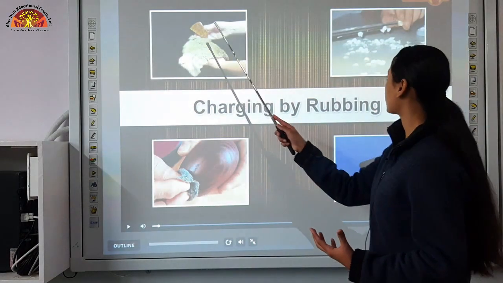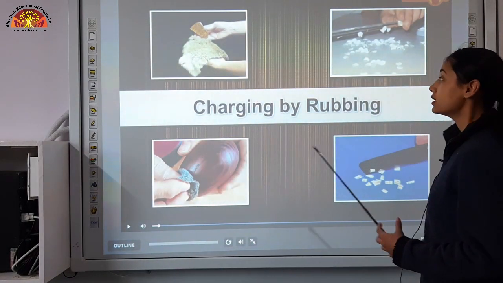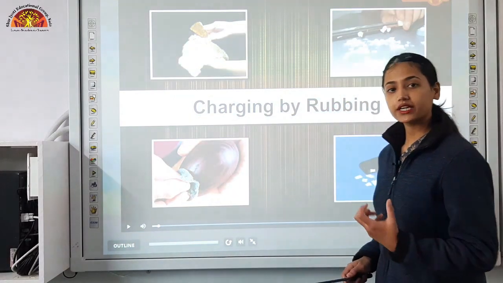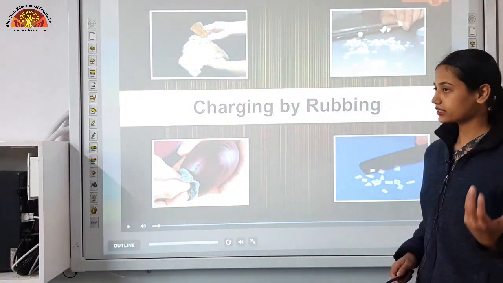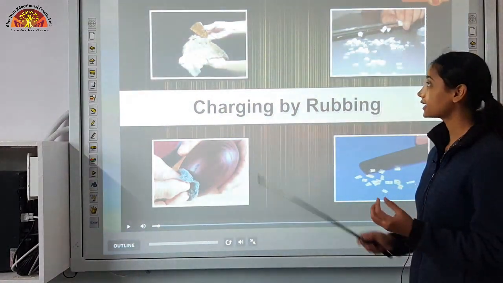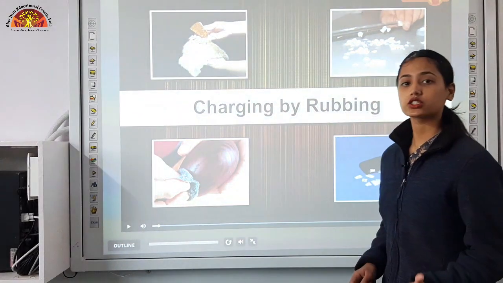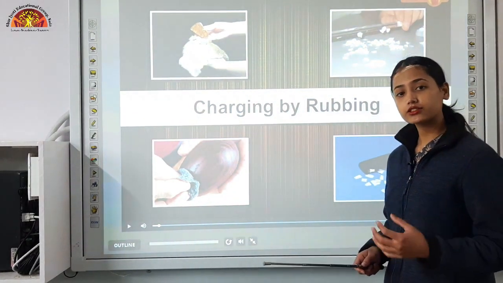You can see here it is amber, glass rod, comb. So when we rub all these objects with any cloth material, either wool or fur, the object gets charged. Why? Because by rubbing we are transferring charges.